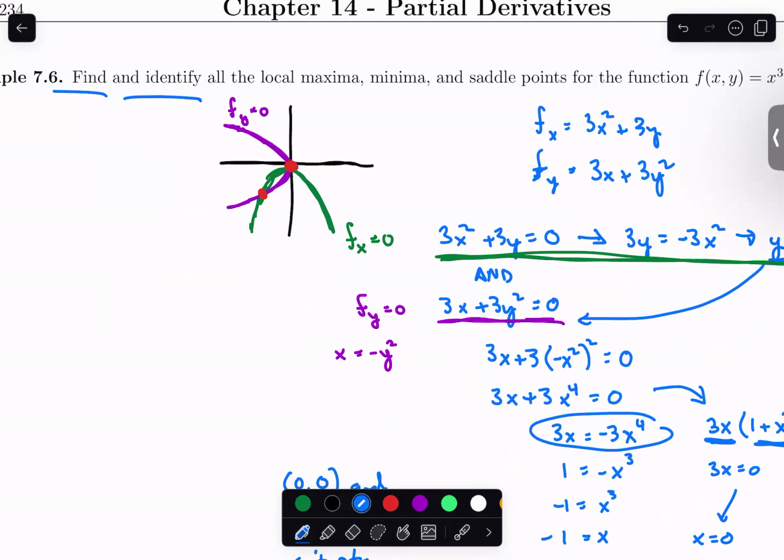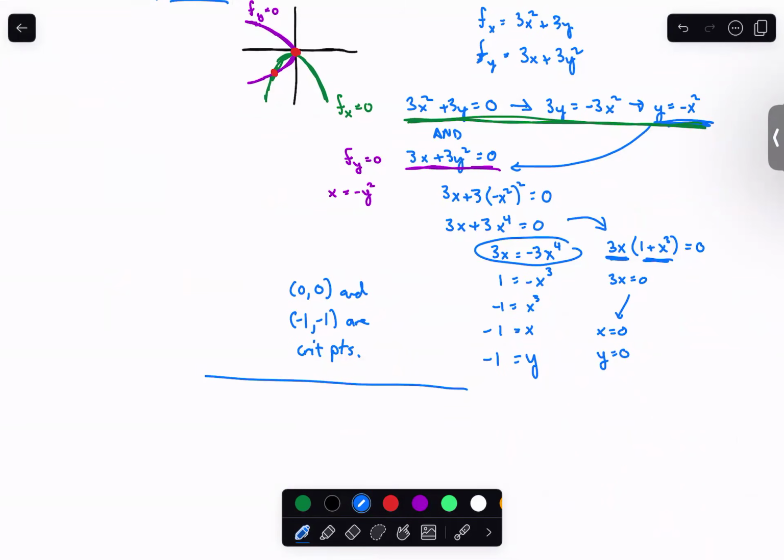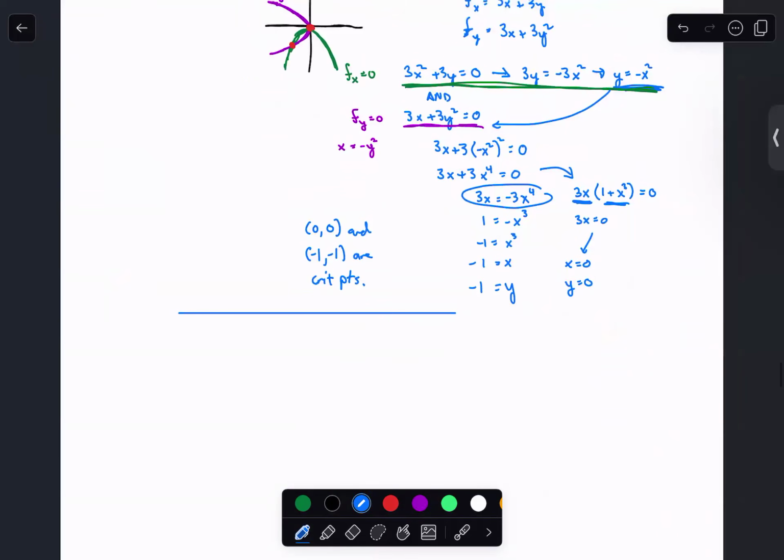All right, so step one complete. We have now found all of our critical points. So step two is going to be classifying or identifying them. Are they minimums, maximums? What are they? Just as before, now we need to take our second order partial derivatives. So I need my f sub xx, f sub xy, f sub yy.